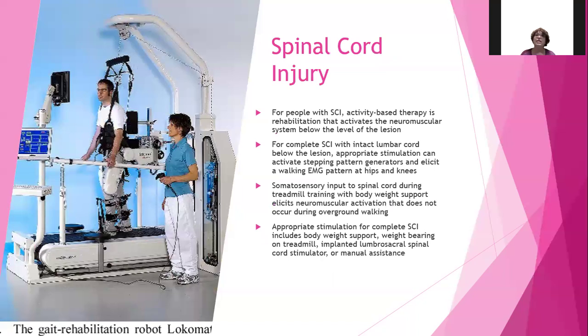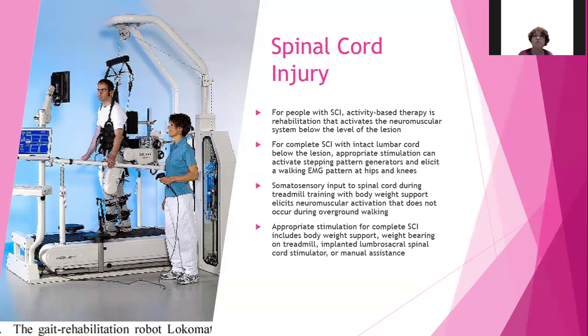With spinal cord injury, activity-based therapy is something that activates the neuromuscular system below the level of the lesion. So the picture is a robotic assist treadmill, which is pretty cool. For people with a complete spinal cord injury with intact lumbar cord below the lesion, appropriate stimulation can activate stepping pattern generators and elicit a walking EMG pattern at the hips and the knees. So that's kind of what the robotic assist does, which is pretty cool.